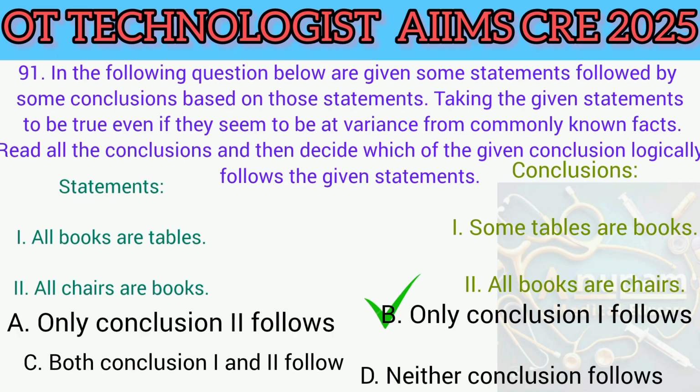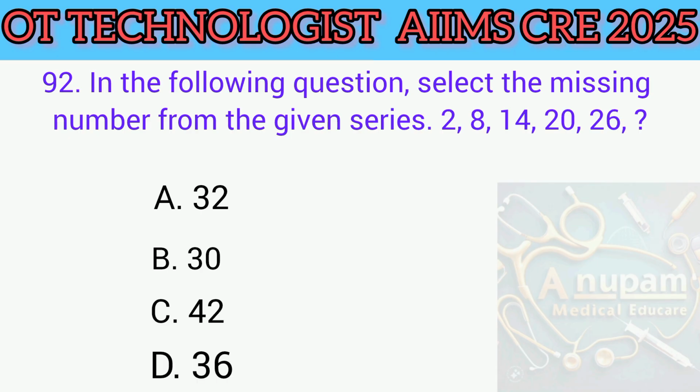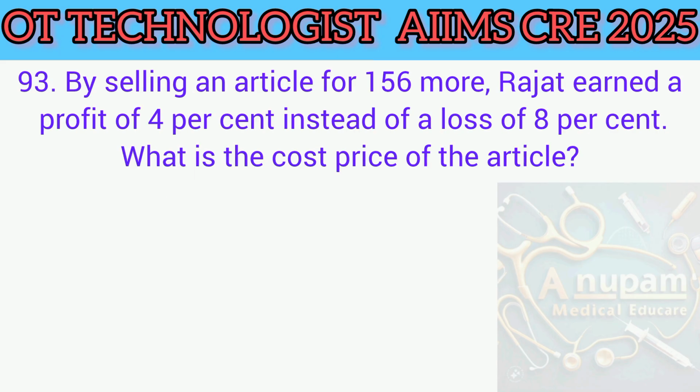Right option, B. Number 92. In the following question, select the missing number from the given series. 2, 8, 14, 20, 26. Option A. 32. B. 30. C. 42. D. 36.